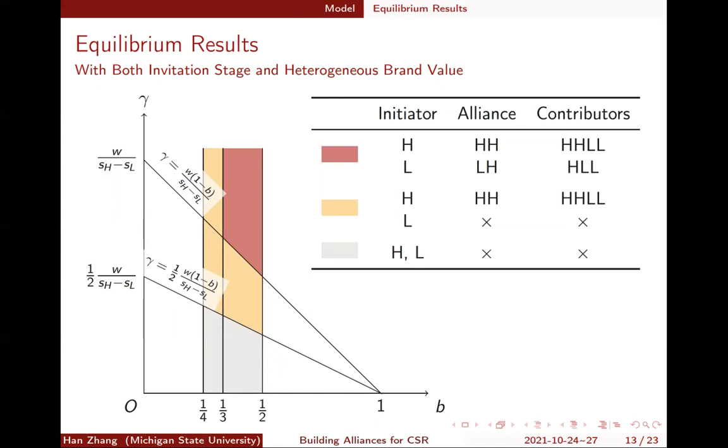In the gray region, the concern for status gamma is so low that neither type of initiator can successfully form an alliance. In the subsequent experiment, we will set the marginal benefit B to 0.4 in the region with the richest variety of equilibrium behavior.